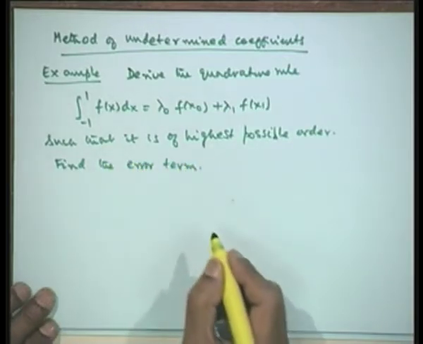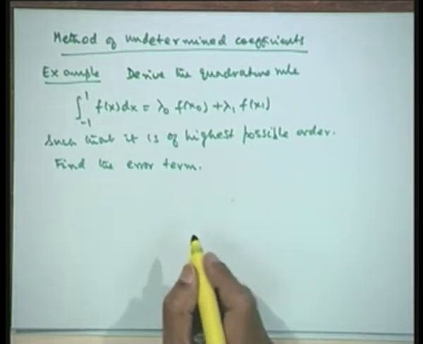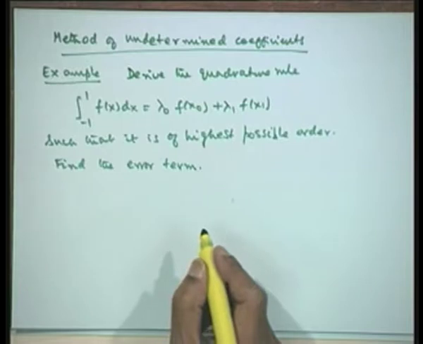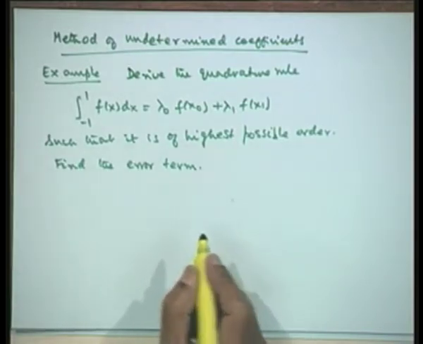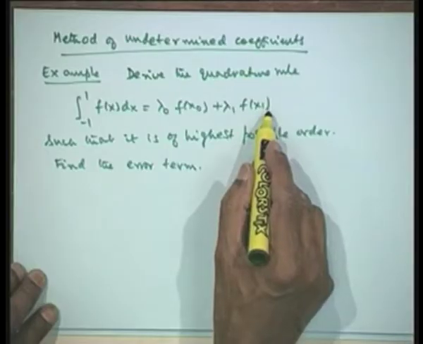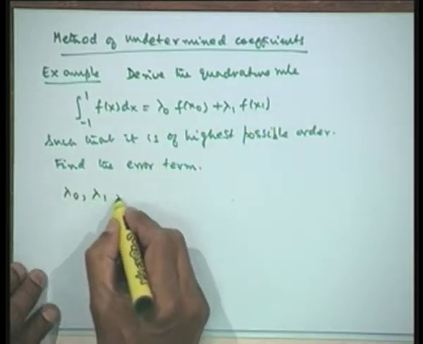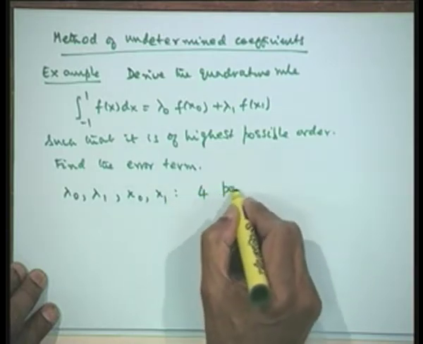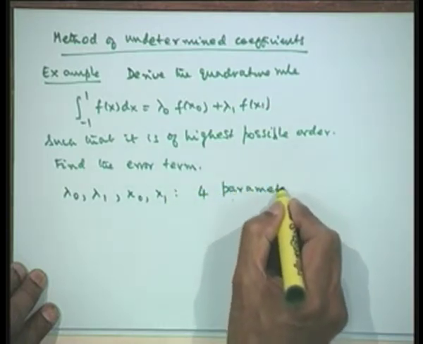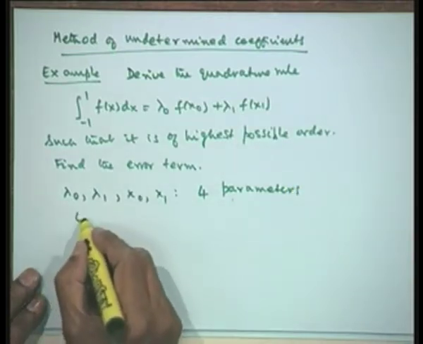In all these cases, the error term is very important, because that will really tell you not only the order it gives you, but also the error constant, that is the constant that is multiplying the error term. Now we first look at the formula, how many unknowns are there. We have lambda 0 to be found, lambda 1 to be found, x 0 to be found, x 1 to be found. Therefore, there are 4 parameters. Therefore, we need 4 equations.